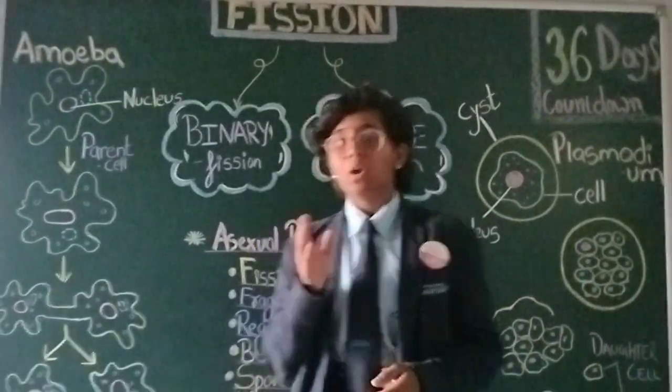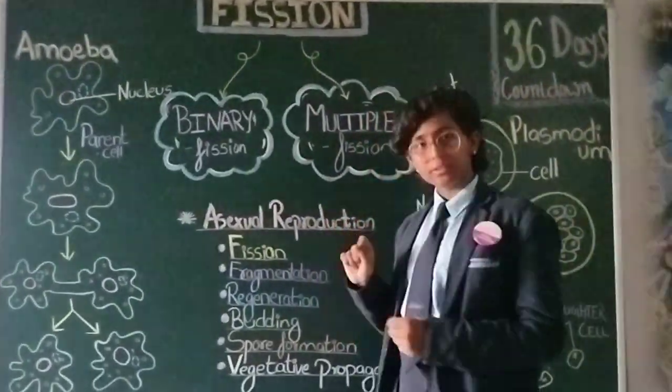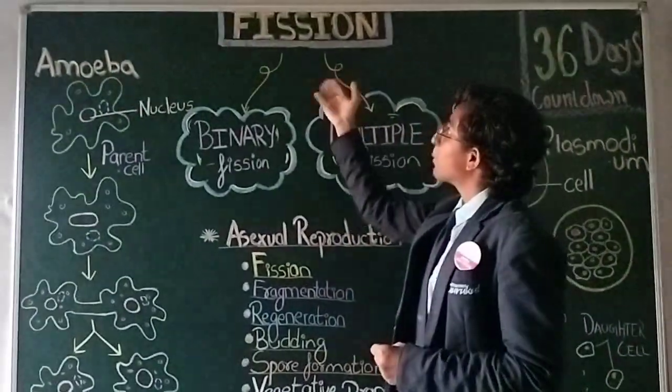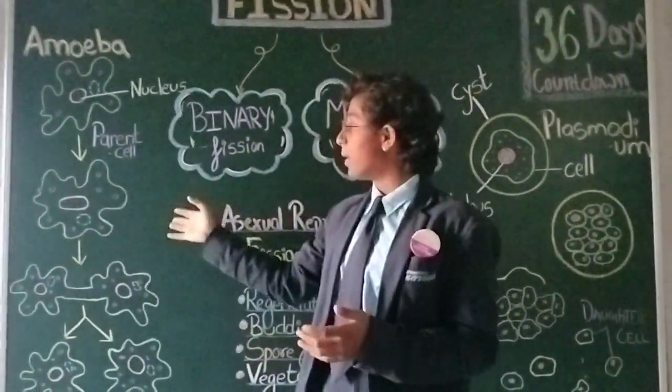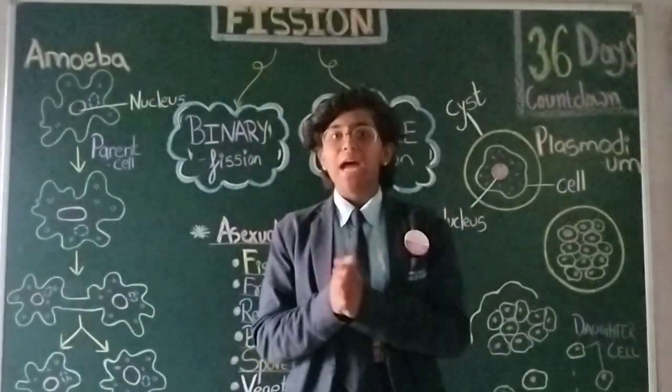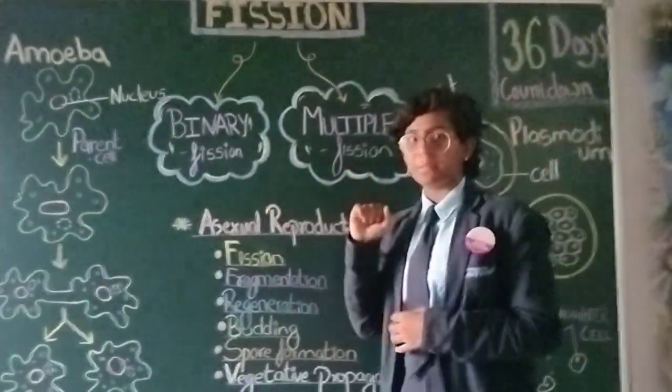Let's recap again. We discussed the kinds of asexual reproduction, then the types of fission, with the examples of amoeba and also paramecium, and the difference between binary fission and multiple fission.